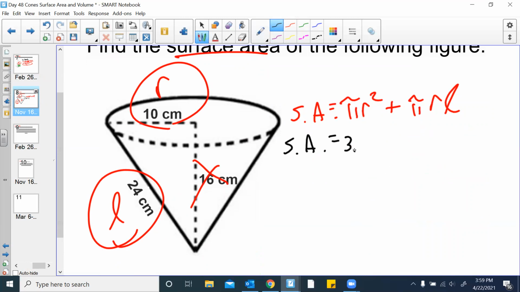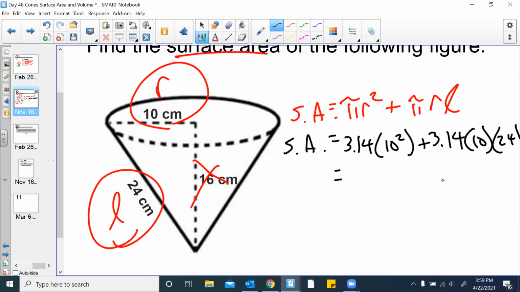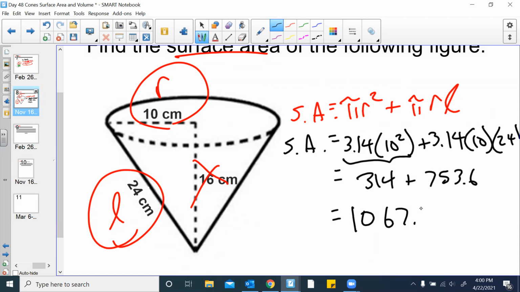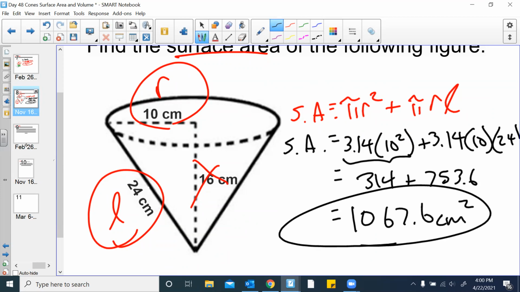All right, so that's going to be 3.14 times 10 squared plus 3.14 times 10 times 24. All right, and you plug this in. If I do this little piece right here, I get 314. And then I get 753.6. Add those together, and you get 1,067.6 centimeters squared because it is surface area.